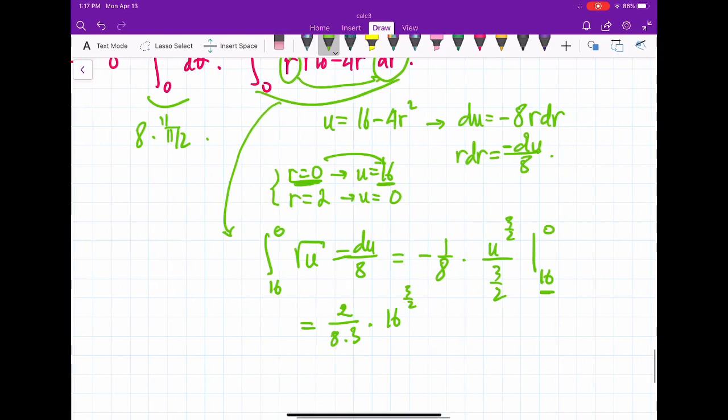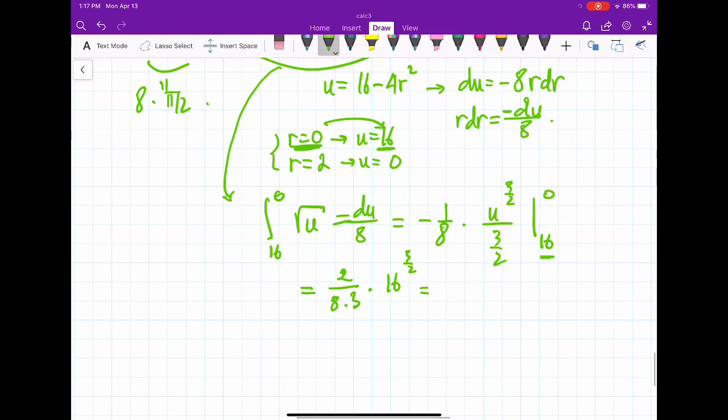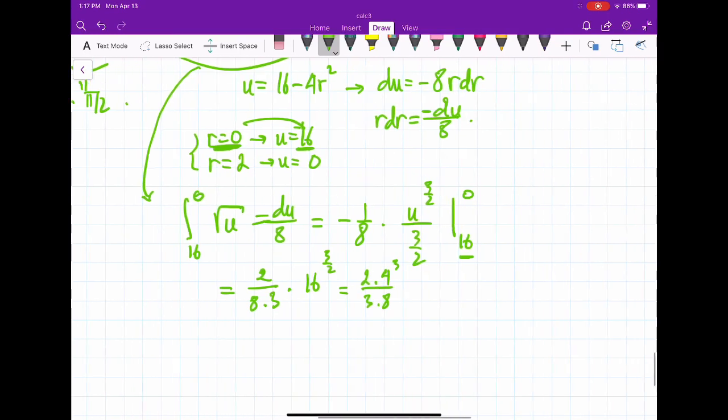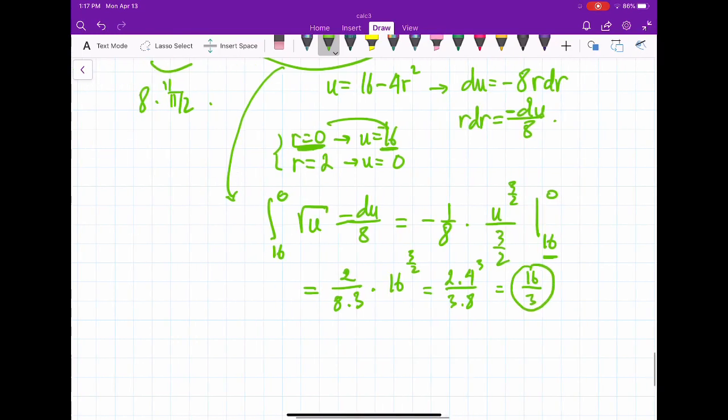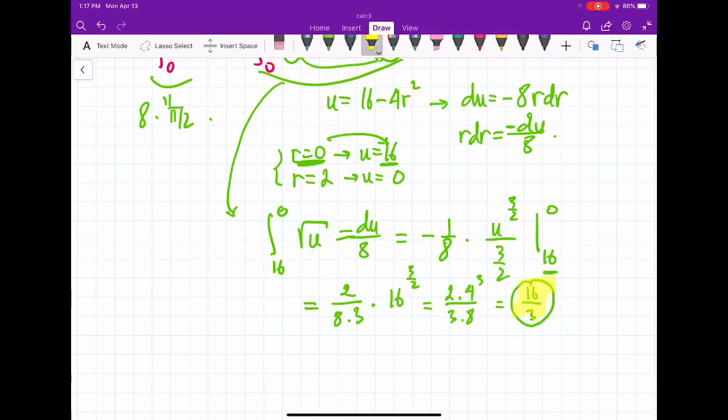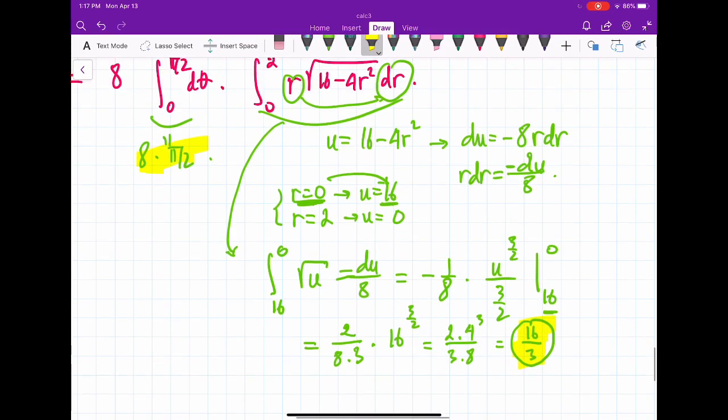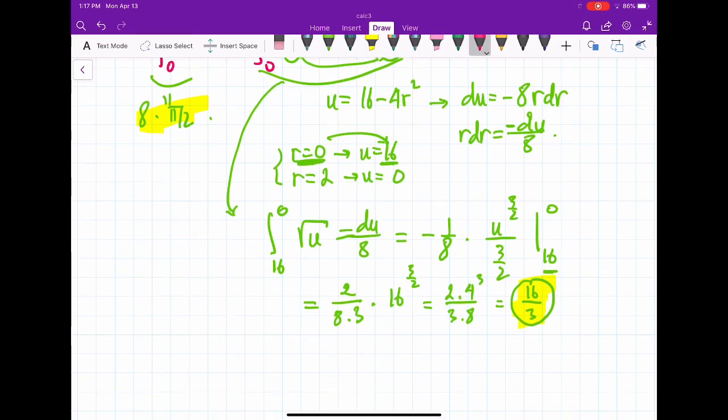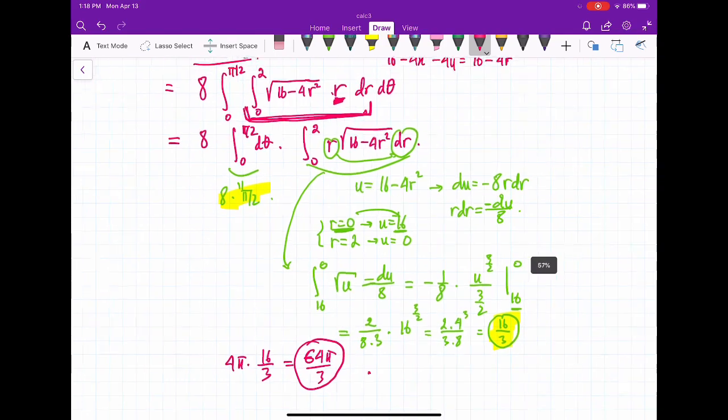Makes sense? If we simplify this, I would get 2 times 4 cubed over 3 times 8, right? So we have 16 over 3, I guess. All right, so we compiled 16 over 3 and 8 times pi over 2, which is 4 pi, right? So basically I have 4 pi times 16 over 3, which is 64 pi over 3. Okay, so that is the volume of our solid region.